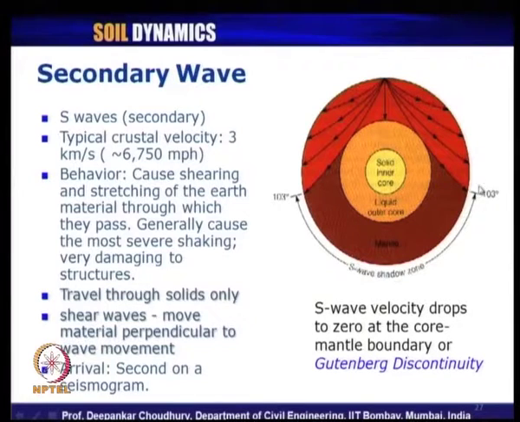Hence this is called the S wave shadow zone, and it is mentioned that S wave velocity drops to 0 at the core mantle boundary. This core mantle boundary is known as the Gutenberg discontinuity. This boundary of mantle to outer core is called the Gutenberg discontinuity.